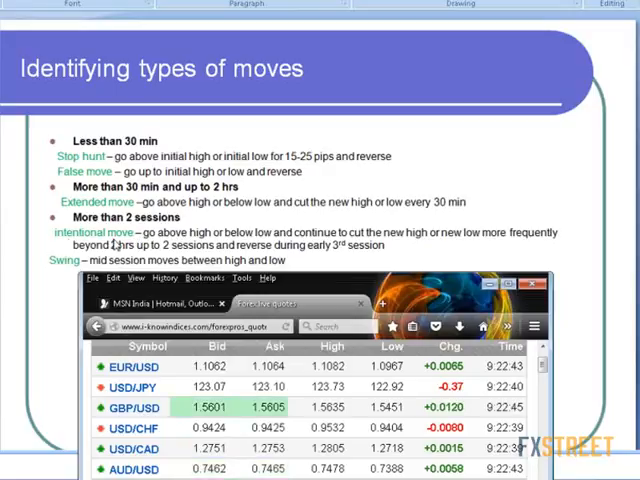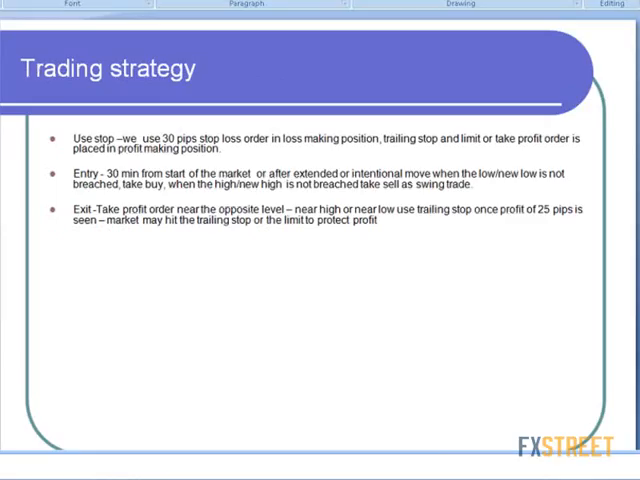That is why it is called intentional move. And during the mid sessions, without breaching the high or the low, they will try to make the swings. So if you could understand these types of moves, then trading becomes child's play.